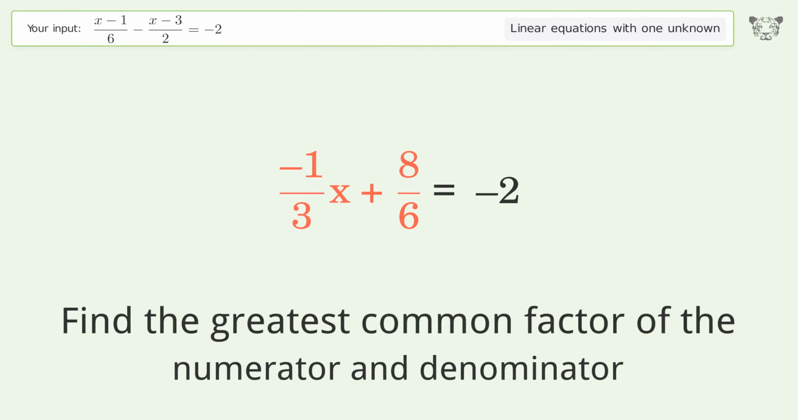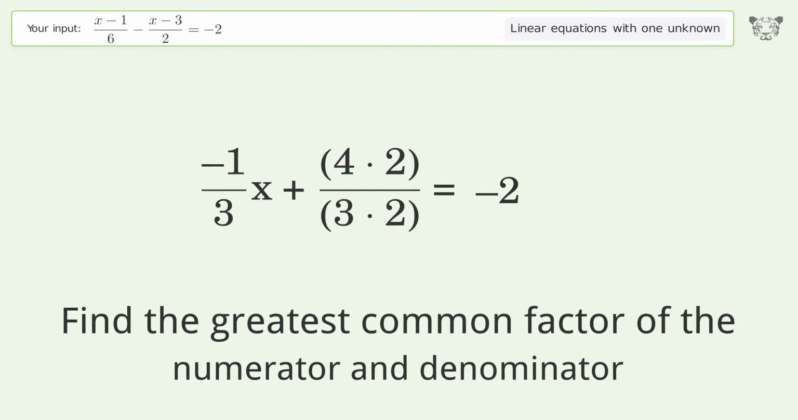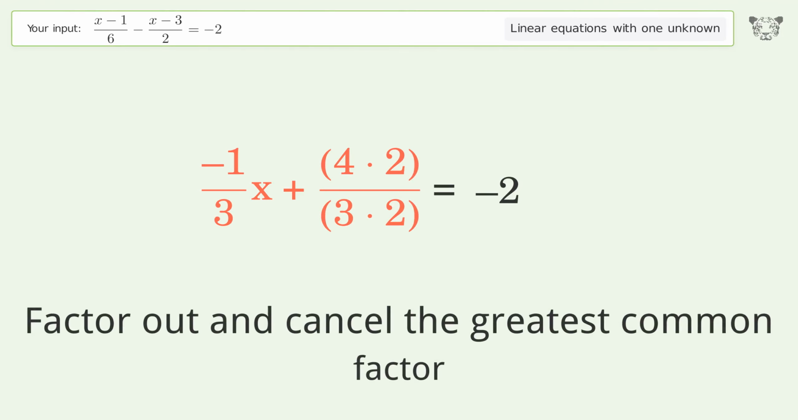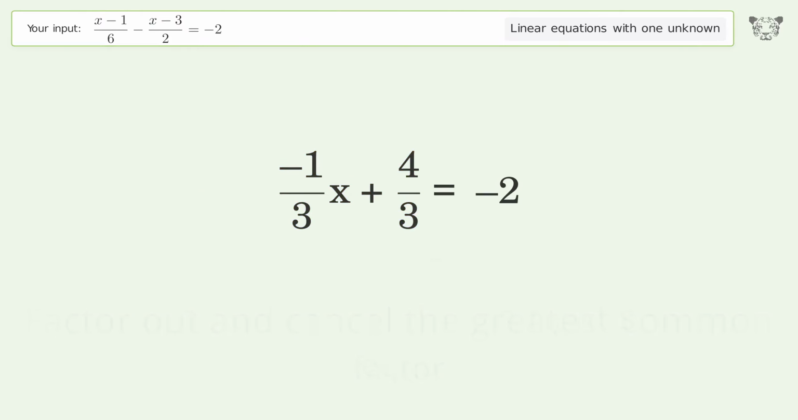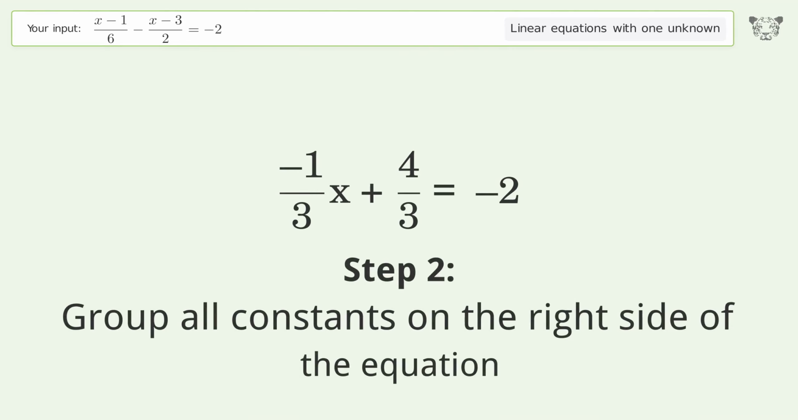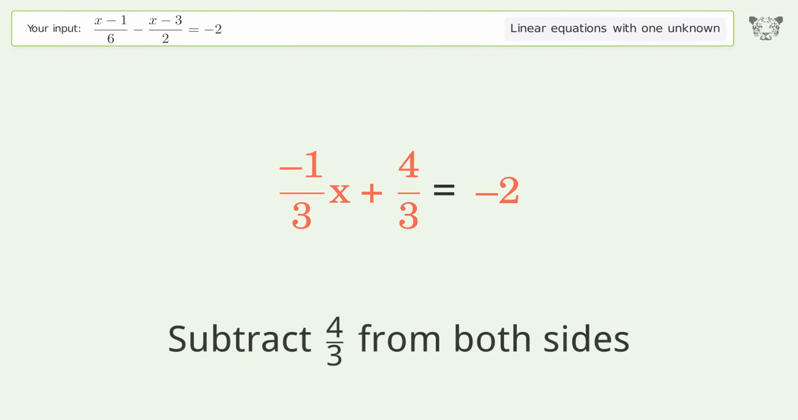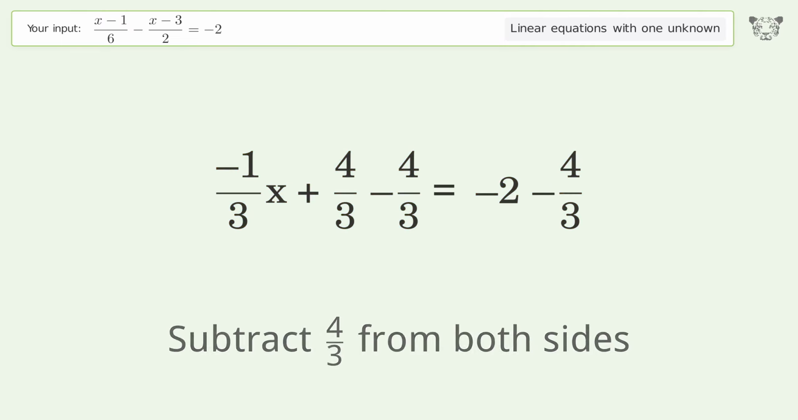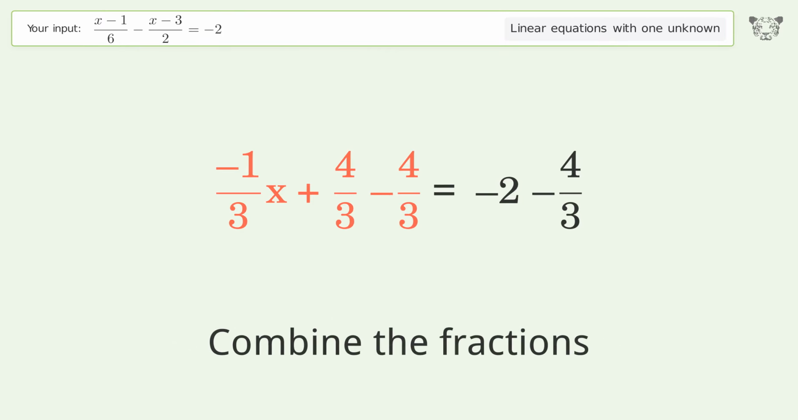Find the greatest common factor of the numerator and denominator. Factor out and cancel the greatest common factor. Group all constants on the right side of the equation. Subtract 4/3 from both sides. Combine the fractions.